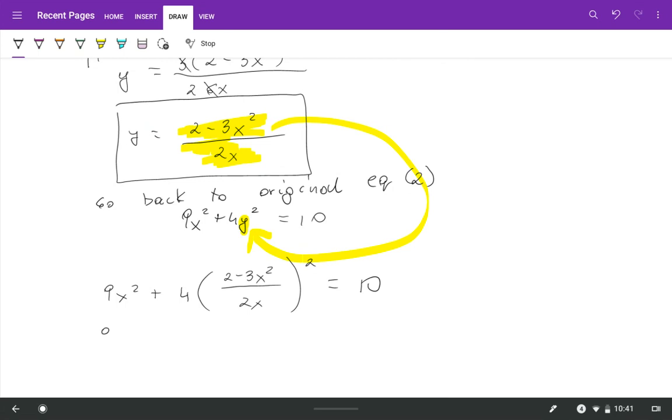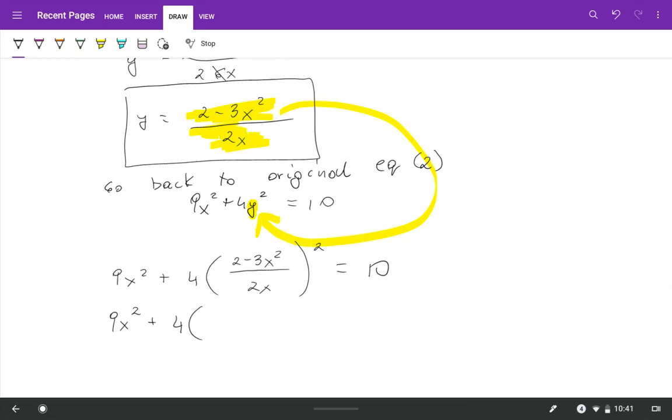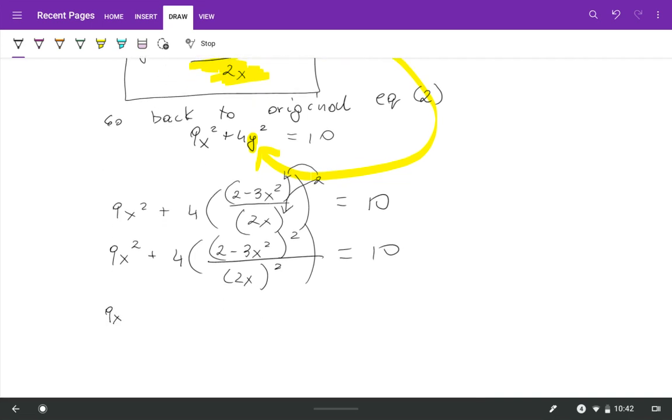Okay, let's do the work. So this is pure algebra. So let's play with that equation. 9x squared plus 4. Before you distribute 4, you need to bring the numerator to a second power and the denominator to a second power. You have to distribute that exponent. So that will be 2 minus 3x squared to a second power divided by 2x brought to a second power, and that's equal 10. So we have 9x squared plus 4, 2 minus 3x squared to a second power.